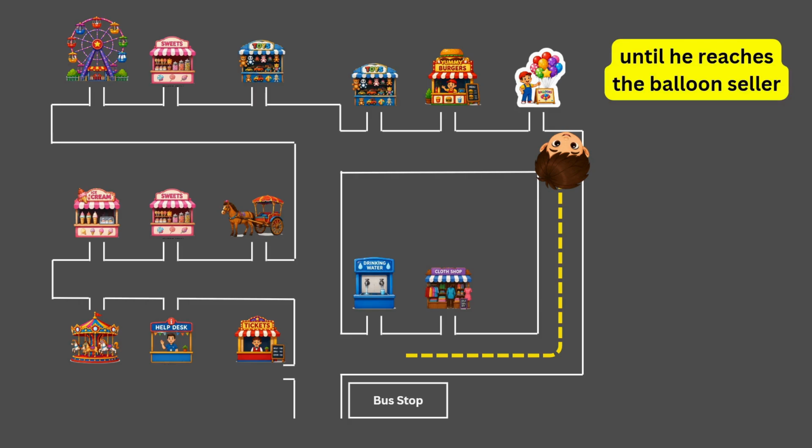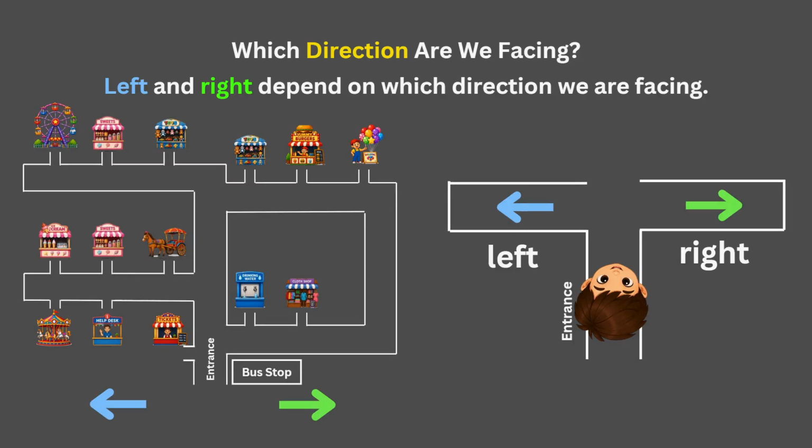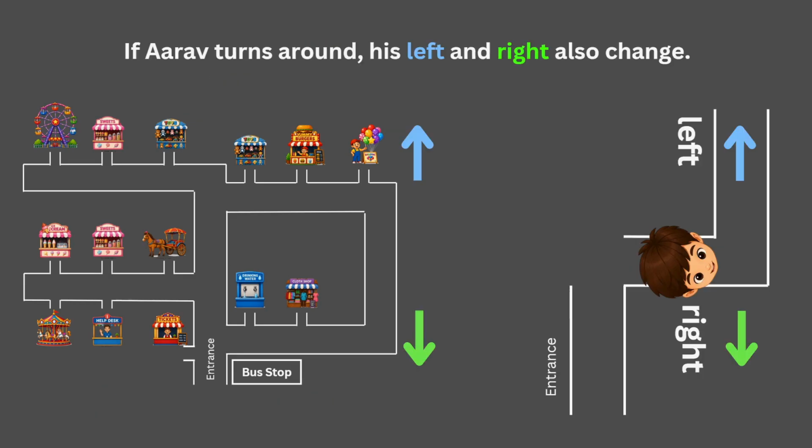Now here is something important. Left and right depend on which direction we are facing. If Arav turns around, his left and right also change. So while reading maps, we must carefully notice which way we are facing.